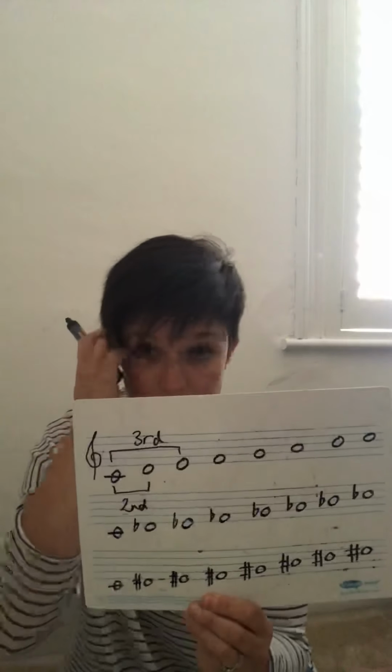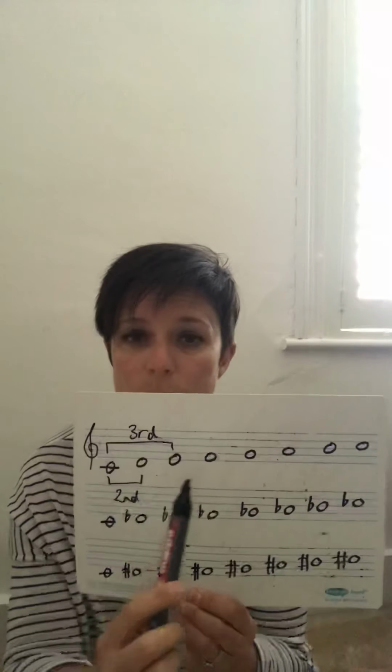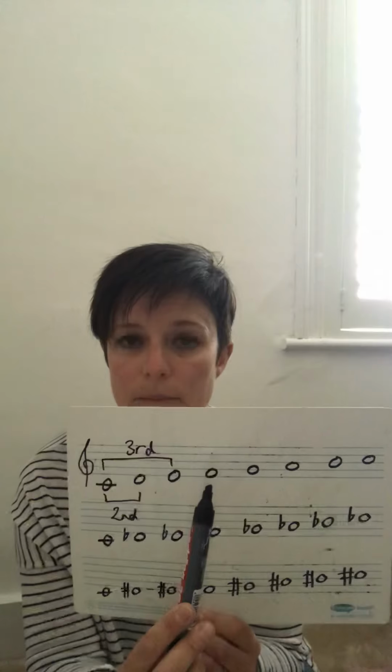So if we're looking at C to D, we know that C major has no sharps or flats, so it should all be white notes. So essentially, if we get C as our bottom note, and the next note is a white note, it's got to be major. So C to D is a major second. C to E is a major third. C to F we call a perfect fourth.